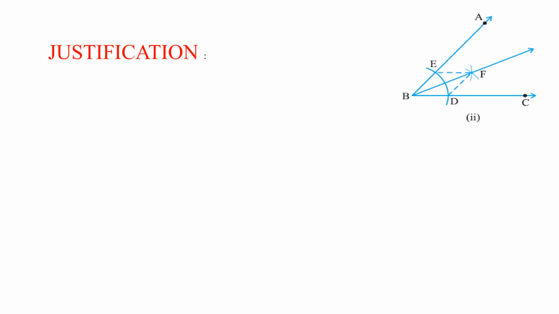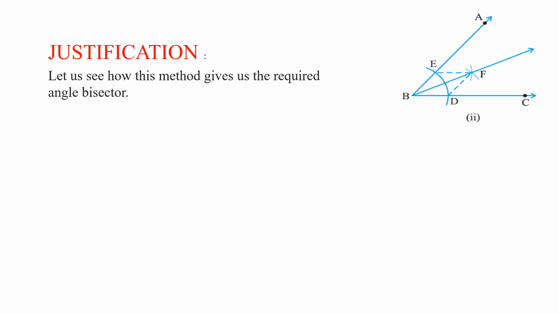Now let us write the justification, whether our construction is valid or not. This is our construction. Let us see how this method gives us the required angle bisector.